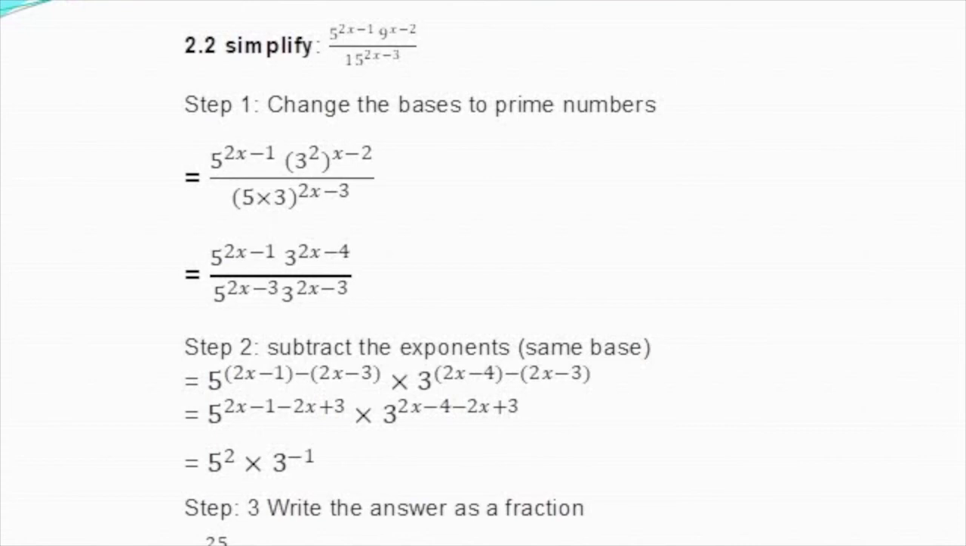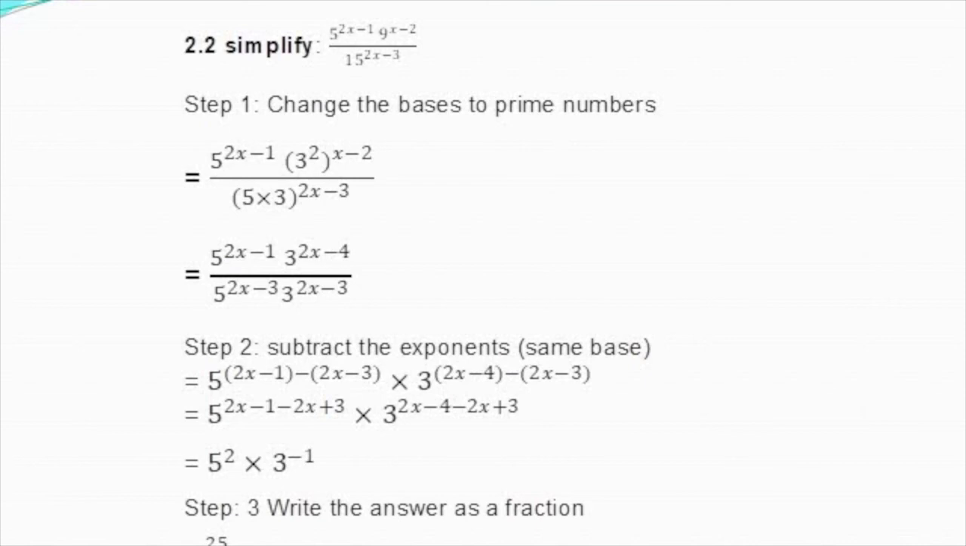So now we have been able to change all the bases to prime numbers. Now let's see. We need to subtract the exponent because the bases are the same. We have 5 to the power 2x minus 1, 3 to the power 2x minus 4 divided by 5 to the power 2x minus 3 times 3 to the power 2x minus 3. Now, since the bases are the same, let's apply step 2.